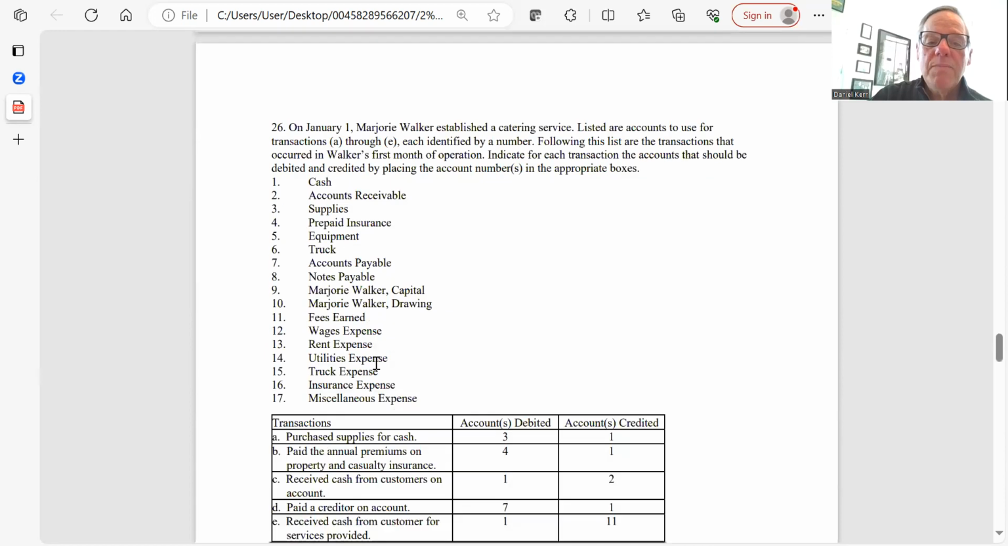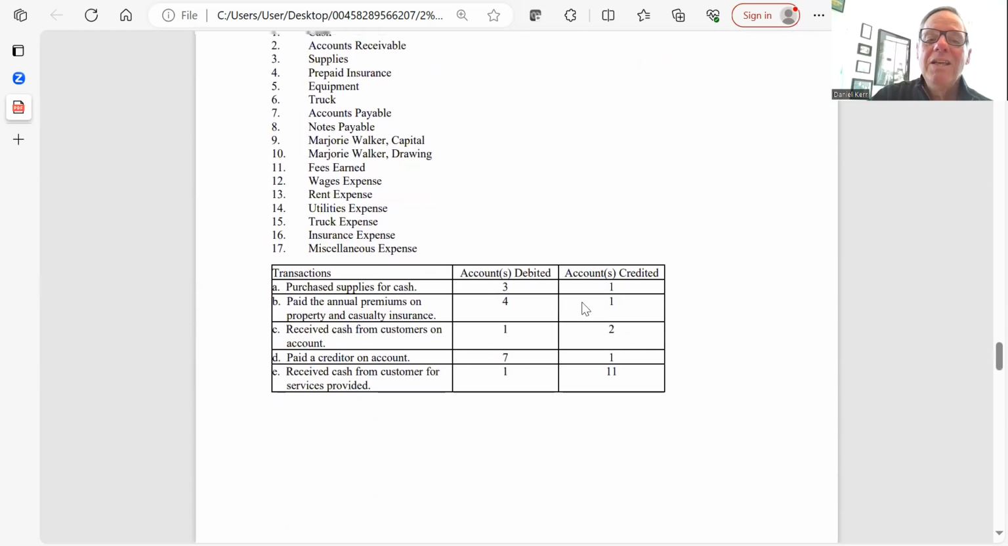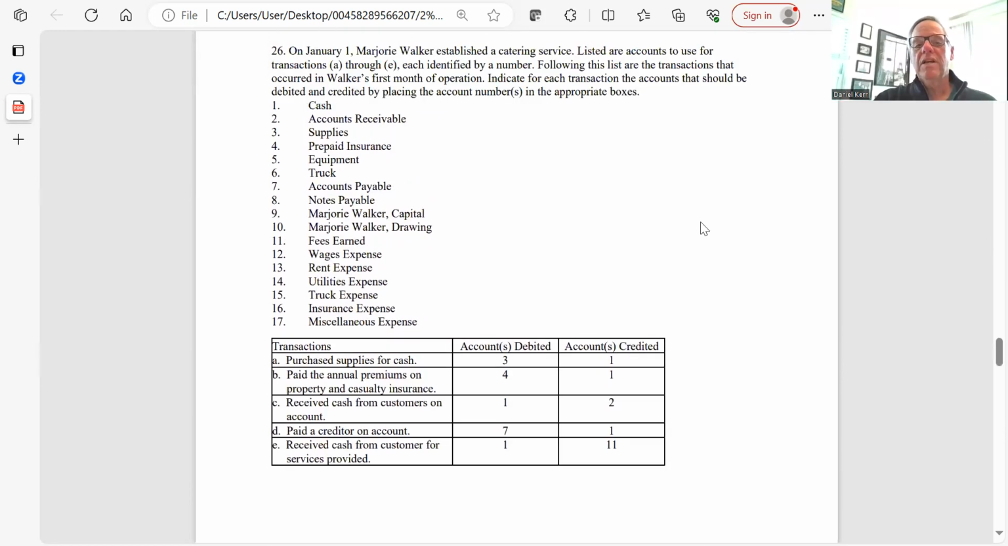Number 26, I thought I was making this easy for you. You just had to come up with the journal entry here. And rather than writing up the journal entry, I just had you put in the numbers. So here's your chart of accounts, and you had to indicate what was debit and what was credit. So purchase of supplies on cash should be a debit to supplies, the asset account, and a credit to cash, which is account number 1. Paid annual premiums on property and casualty insurance, that's a debit to prepaid insurance and a credit to cash.